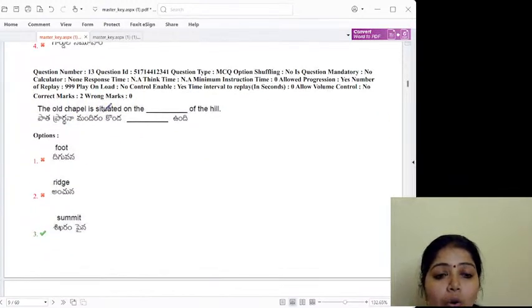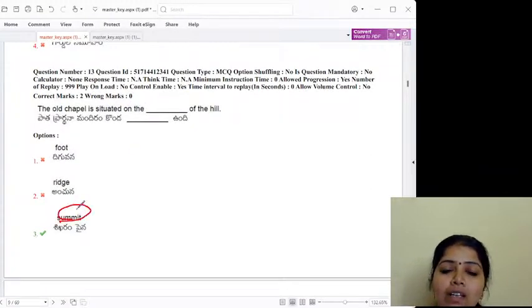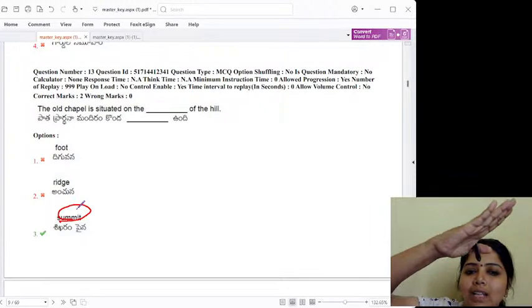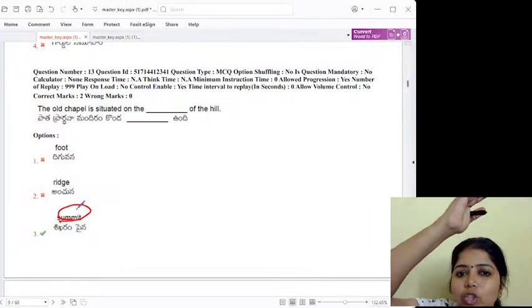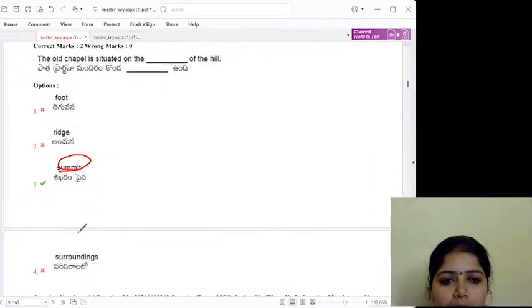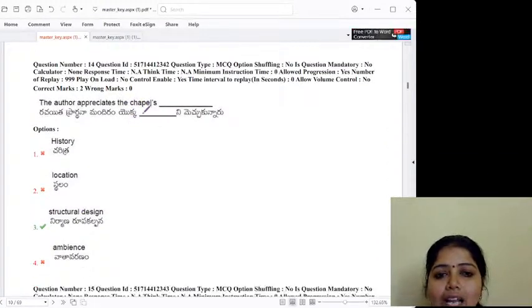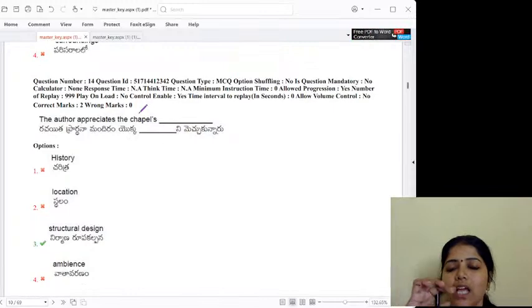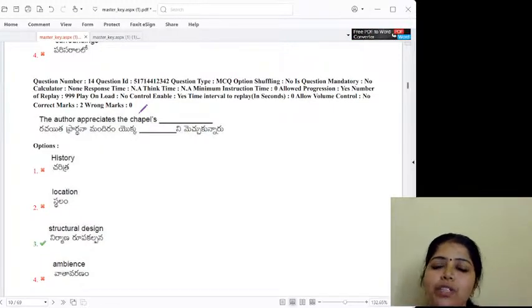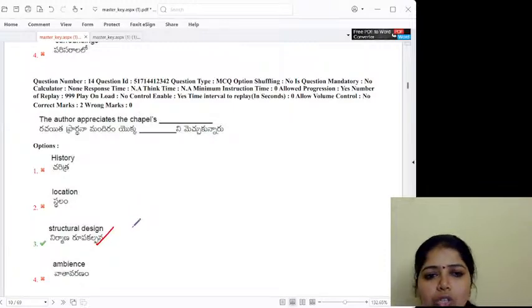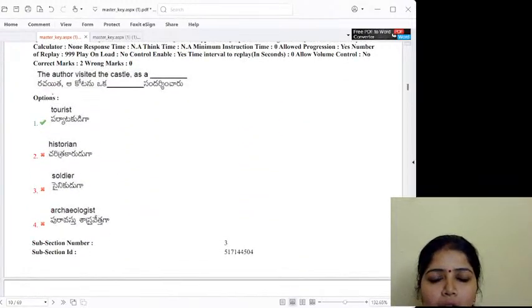And the old chapel is situated on the summit, as they have given. They were ascending to the top, so they'll be reaching the summit. So this is also right. And the author appreciates this in the last line of the passage, where he has been appreciating the architectural design of the chapel. This is also right.